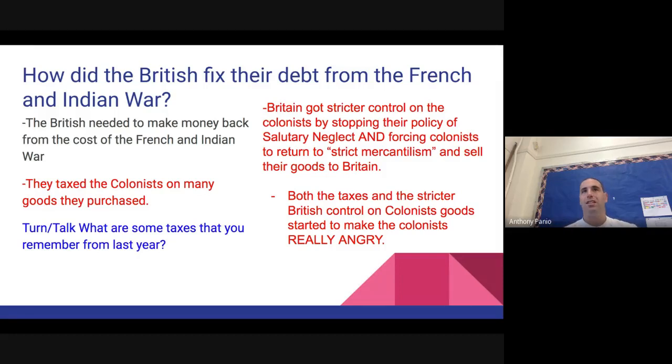The colonists get this built up anger towards Great Britain because they're now in control after the French and Indian War. They're being a lot stricter with mercantilism. They're now taxing the colonists, and this is going to make the colonists really angry. There will be many other things that make the colonists angry. This is just the start of it. We're going to go into some other things soon, okay?